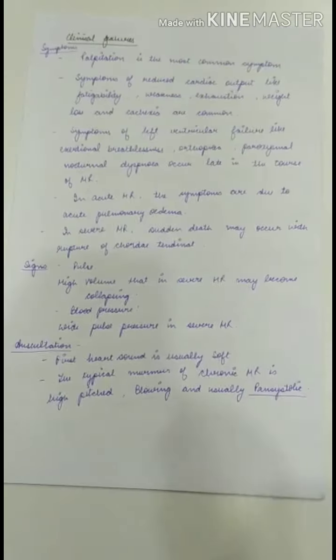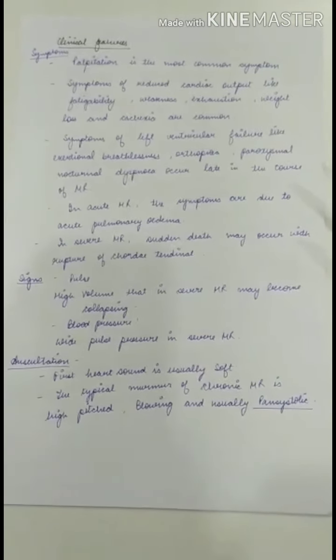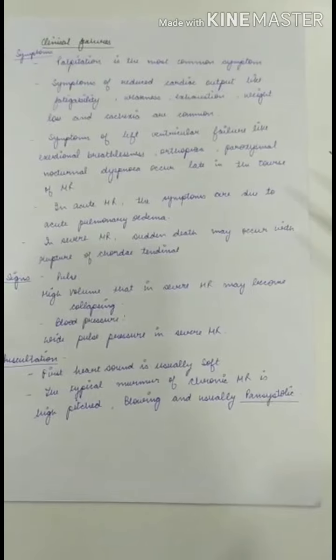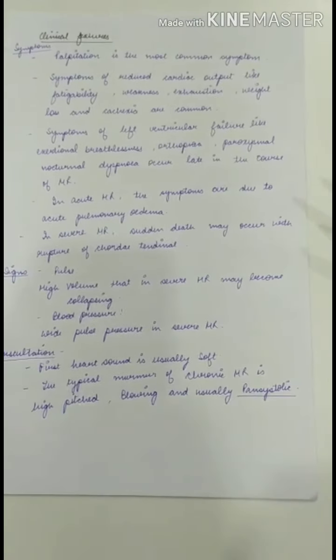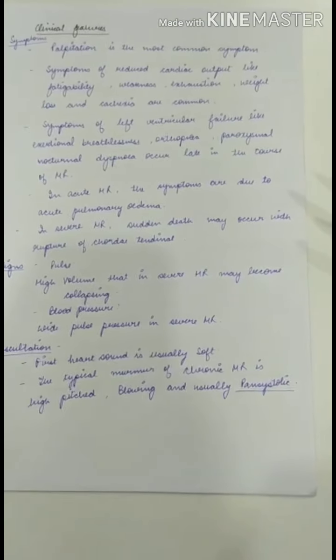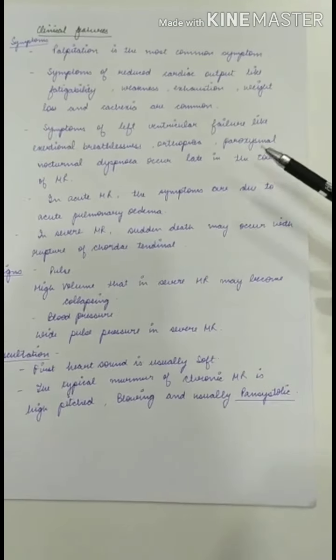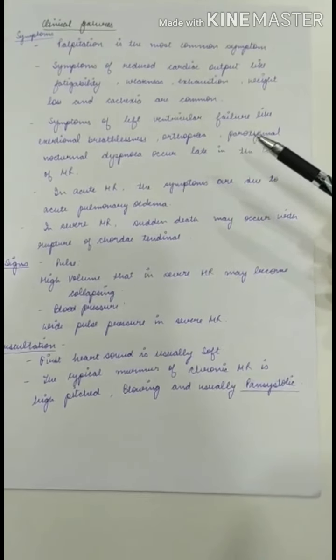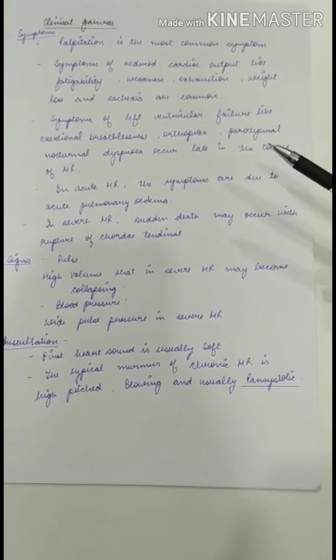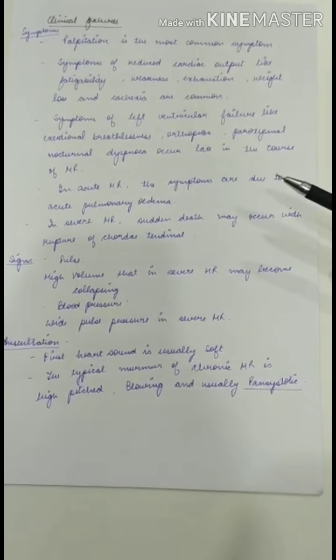Then prolapsing mitral valve, ischemic heart disease, endocarditis, degenerative valve, and drugs, for example fenfluramine, which somewhere lead to mitral valve regurgitation. Now let us discuss some of the clinical features. First, the symptoms. Palpitation is the most common symptom. Symptoms of reduced cardiac output like fatigability, weakness, exhaustion, weight loss, cachexia are common. Symptoms of left ventricular failure like exertional breathlessness, orthopnea, paroxysmal nocturnal dyspnea occur late in the course of mitral regurgitation.